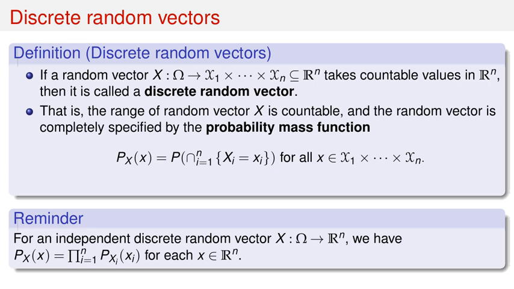As a reminder, for an independent discrete random vector X from Omega to R^n, meaning its components are independent, its joint PMF factors: p_X(x) equals the product from i equals 1 to n of p_{X_i}(x_i) for each x in R^n.